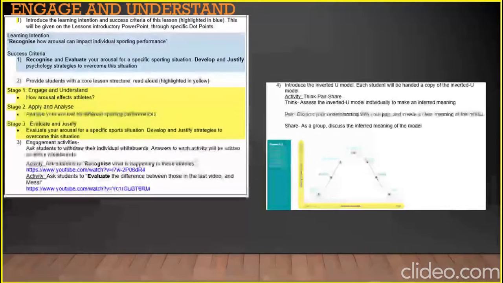After this, students compare soccer players completing poor and effective penalties. Students, using their individual whiteboards, are asked to recognize what is happening to these athletes. Once again, I am reinforcing the cognitive verbs throughout the lesson. Utilizing YouTube or videos better engages learners, as it is a platform they are aware of.